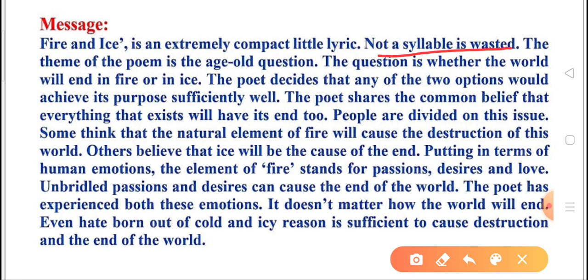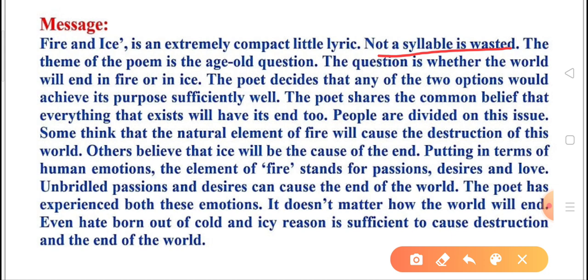The theme of the poem is the age-old question: whether the world will end in fire or in ice. That age-old question is the theme of this poem, the title of this poem also. The poet decides that either of the two options would achieve its purpose sufficiently well, whether it is fire or ice. Both are capable of destroying us. The poet shares the common belief that everything that exists will have its end too. Of course, there can be a difference in the lifespan, but the end is for sure. Anything that has come into existence will go back into nothingness.